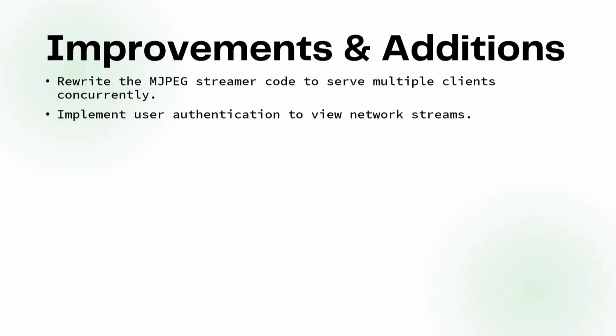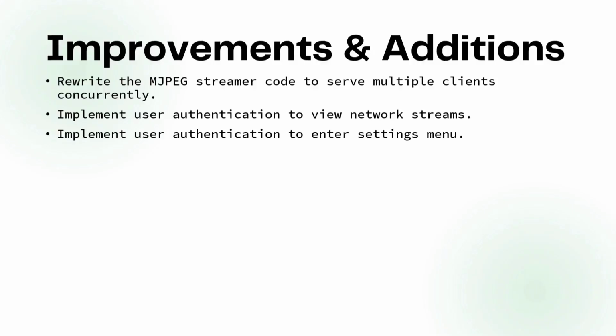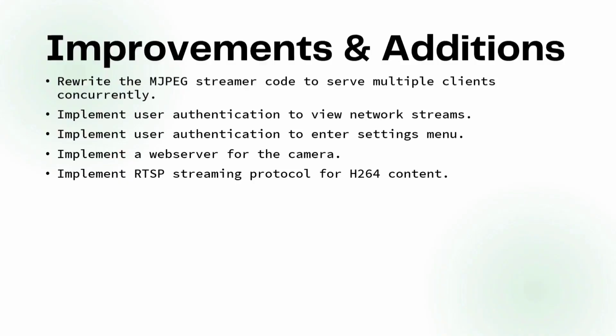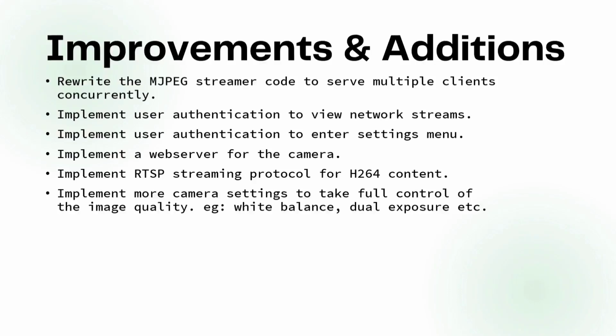Implement user authentication to view streams over network. Implement user authentication to enter camera settings menu. Implement a web server for the camera. Implement RTSP streaming protocol for H.264. Implement more camera settings to take full control of the image quality. For example, white balance settings, dual exposure, etc.